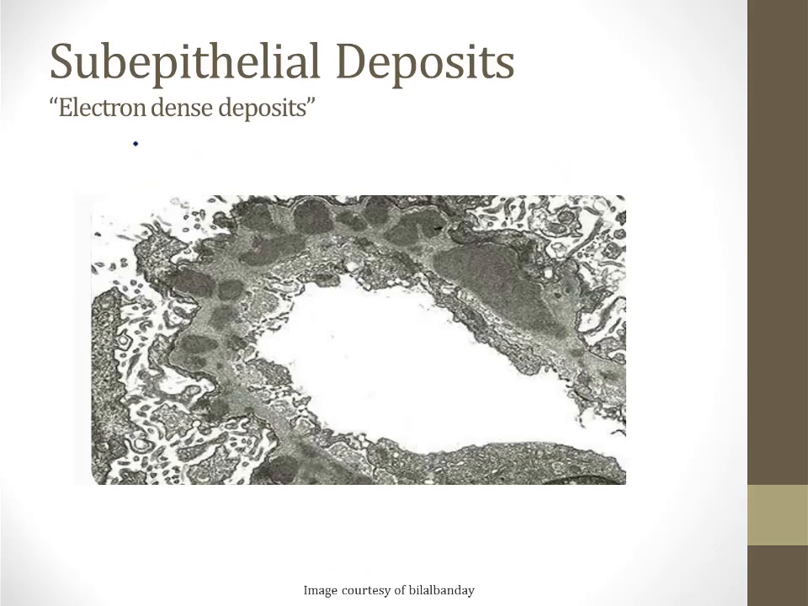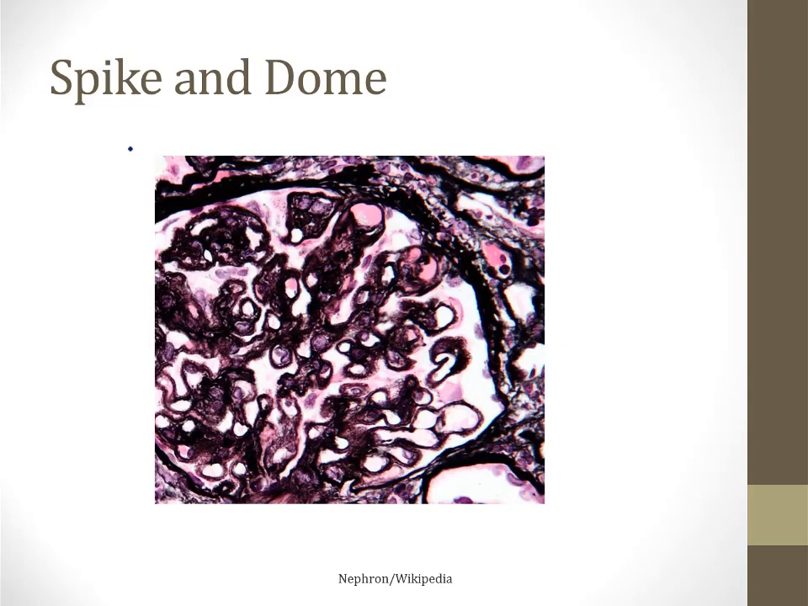The characteristic electron micrograph finding in membranous nephropathy is the presence of electron-dense deposits. If you look at this picture on the screen here, the middle of the picture is the capillary lumen. Bowman space is out here. You can see these dark spots. These are subepithelial immune complex deposits. Those are called electron-dense deposits, and those are characteristic of membranous nephropathy. The other characteristic biopsy finding is presence of the spike and dome basement membrane. This is best seen with silver staining like I've shown on the screen here.